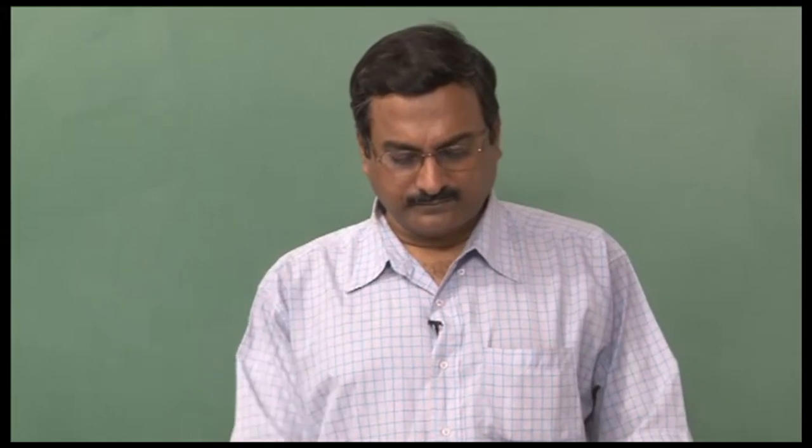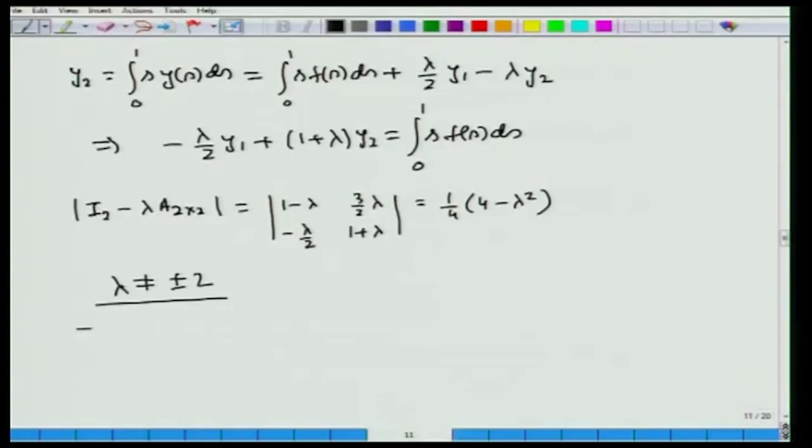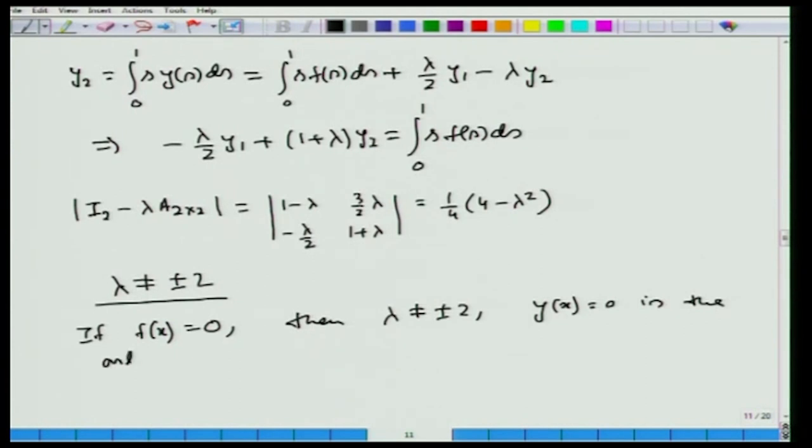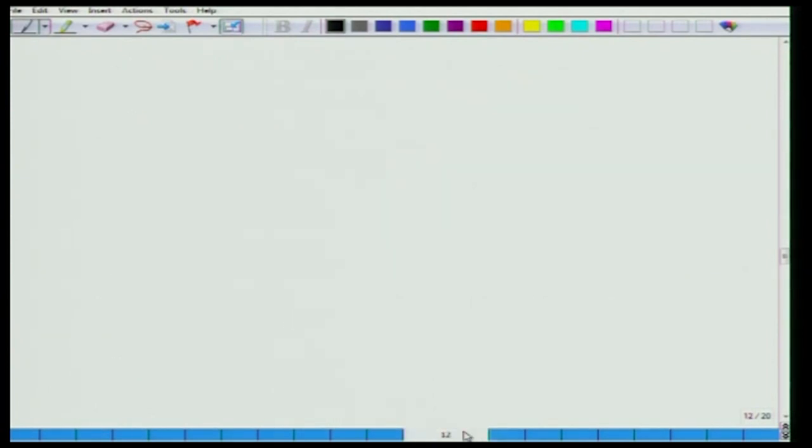Now, we consider the case that f(x) equal to 0. If f(x) equal to 0, then for lambda not equal to plus minus 2, y(x) equal to 0 is the only solution. So, therefore, if f(x) equal to 0 and lambda not equal to plus minus 2, then the given problem admits only the trivial solution. And now, we can consider the cases, that is values of lambda equal to first 2 and then minus 2.